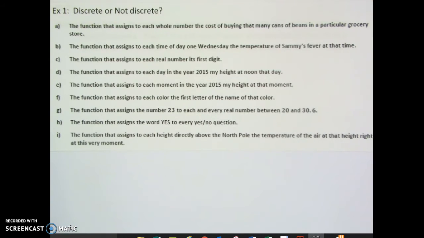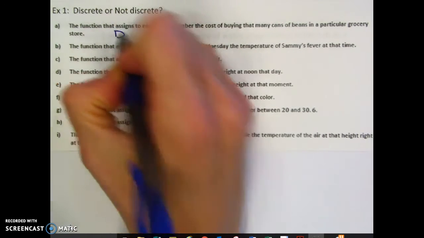Now, here are quite a few examples. We're just going to try and determine if they are discrete or not. I'm just going to run down through these. The discrete ones are the ones where you cannot have part of whatever the x value is they're talking about. So the function that assigns each whole number the cost of buying that many cans of beans at a particular grocery store. A whole number, you can't have half of that. So this first one would be discrete.